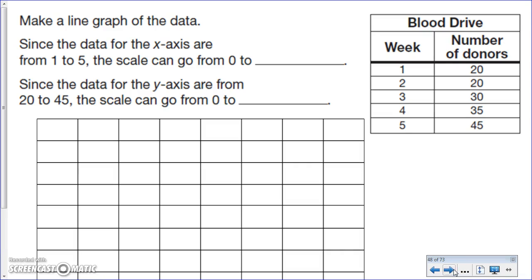For the try it, we're going to make a line graph of the data shown to the right. Since the data for the x-axis are from 1 to 5, our scale can go from 0 to at least 5. If we have space, we can go a little bit further. Since the data for the y-axis, that's going to be our up and down axis, are from 20 to 45, the scale can go from 0 to 50.